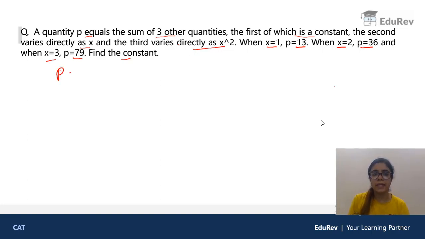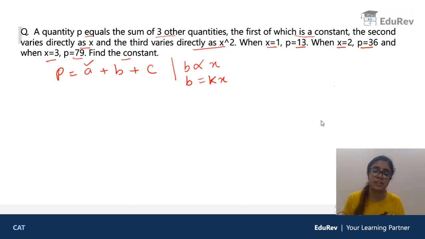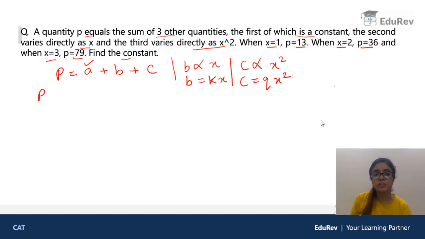A quantity P is a sum of 3 parts. Let's say the 3 parts are A, B and C. The first is a constant, so A is a constant. The second varies directly as x, so B varies directly as x. So let's call it B is equal to kx, because when you remove the variation sign, you have to add a constant. Okay? And the third, that is C, varies directly as x square. So when you remove the variation sign again you have to add a constant. Let's add q. So this will become qx square. So your equation will become P is equal to A plus kx plus qx square.